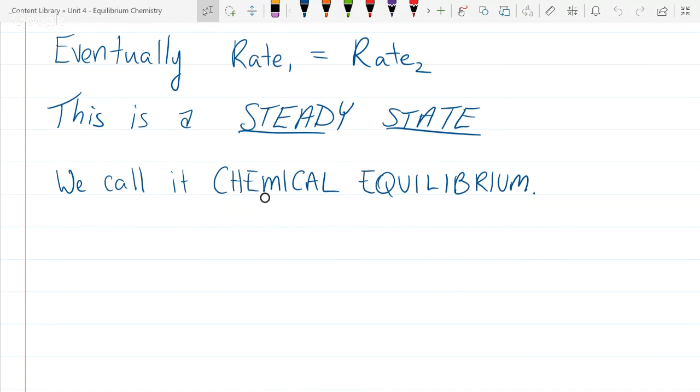Okay? But in actuality, at the chemical scale, the reaction hasn't stopped at all. The reactions are going, because they're always happening. It's just that the forward reaction is happening at the same rate as the reverse reaction.